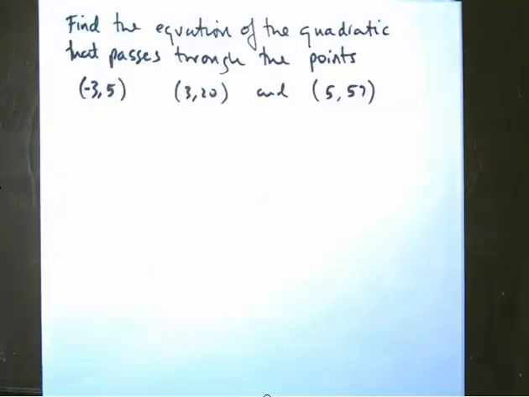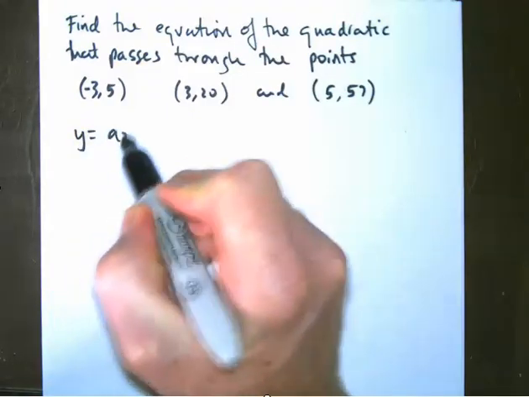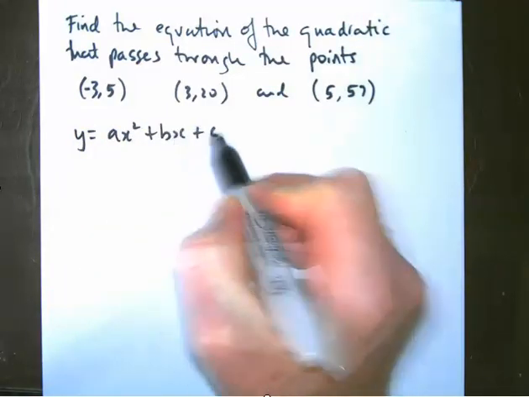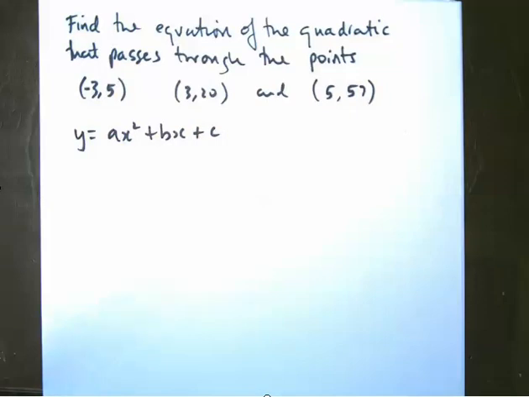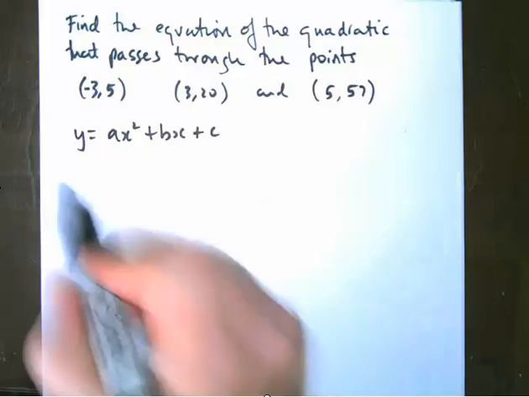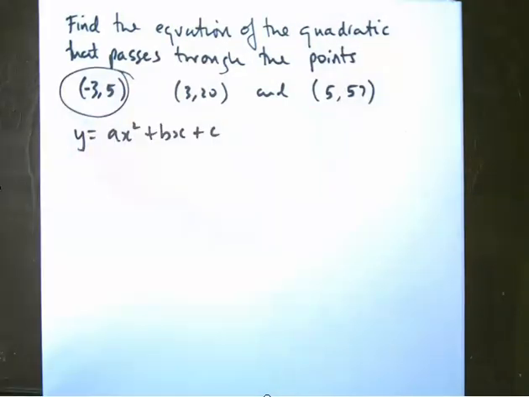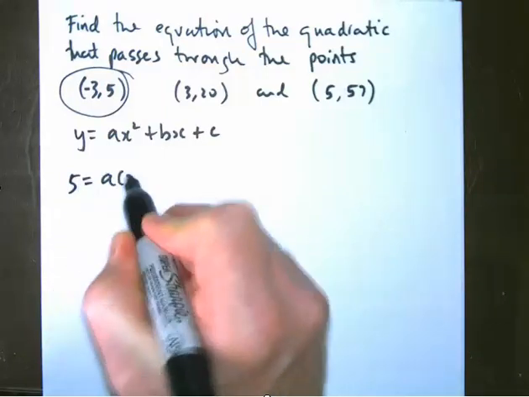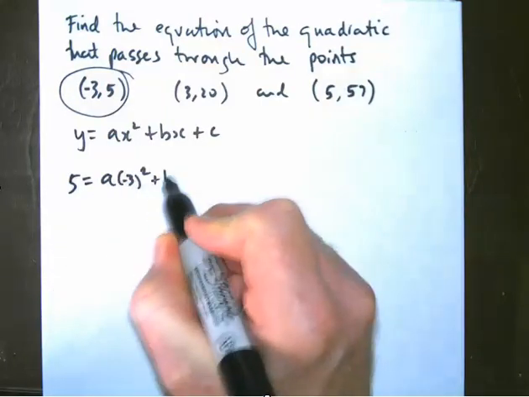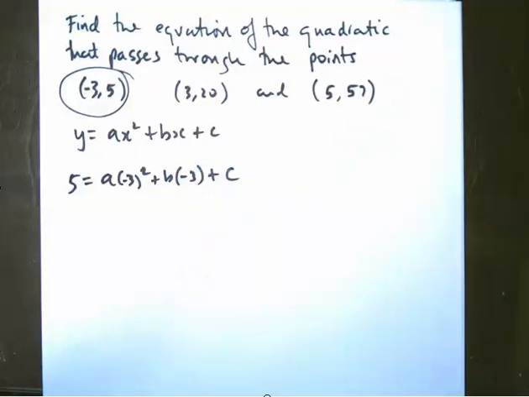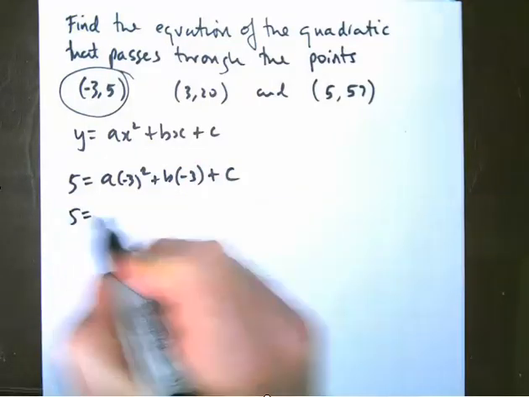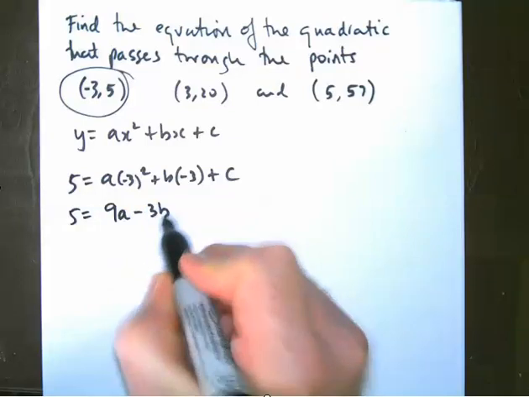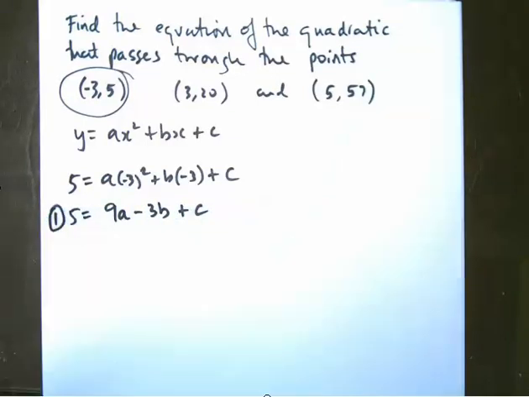Okay, let's demonstrate that first form, which is y equals ax squared plus bx plus c. And I've got 3 points: (-3, 5), (3, 20) and (5, 57). Okay, using this coordinate, I know that 5 will equal a times (-3) squared plus b times -3 plus c. So 5 will equal 9a minus 3b plus c, and I'm going to call that equation number 1.